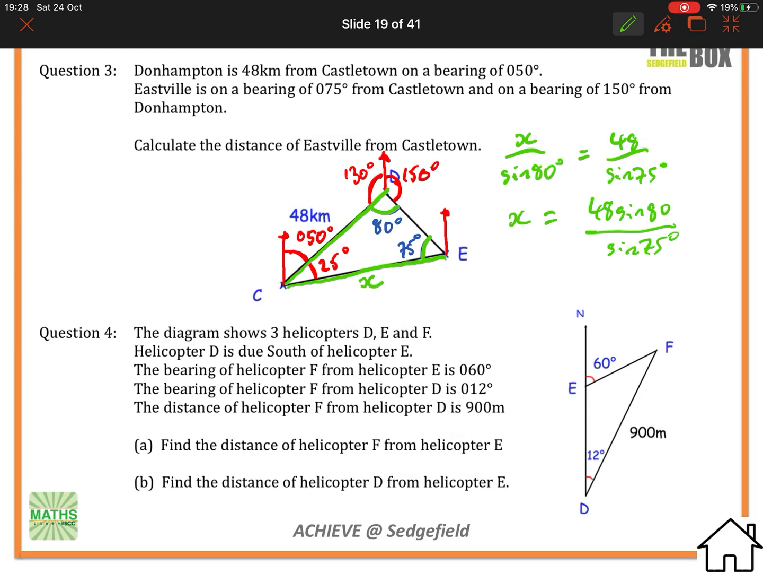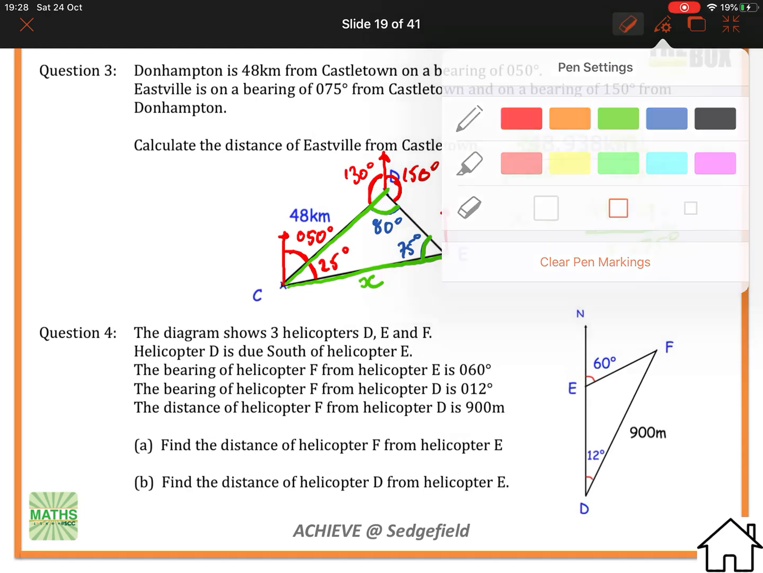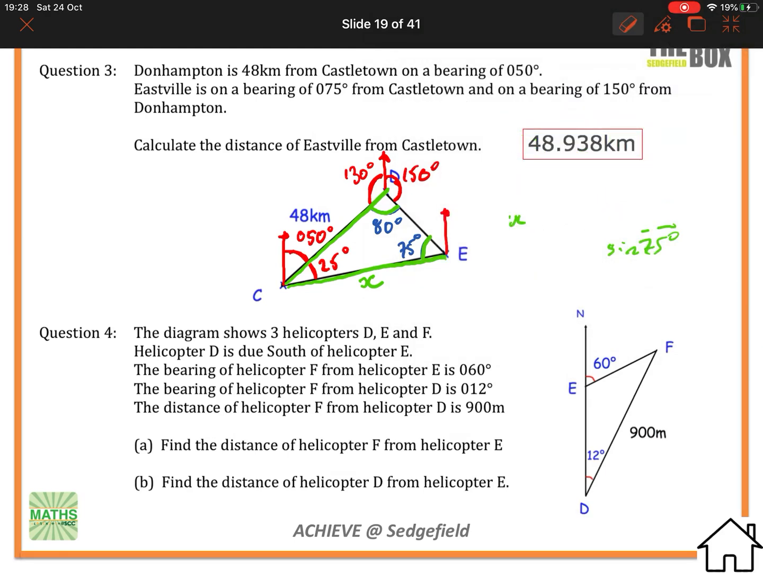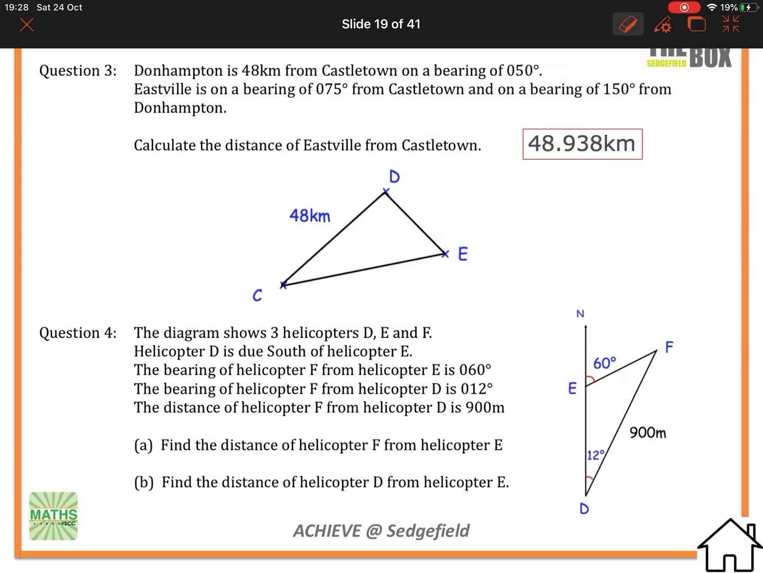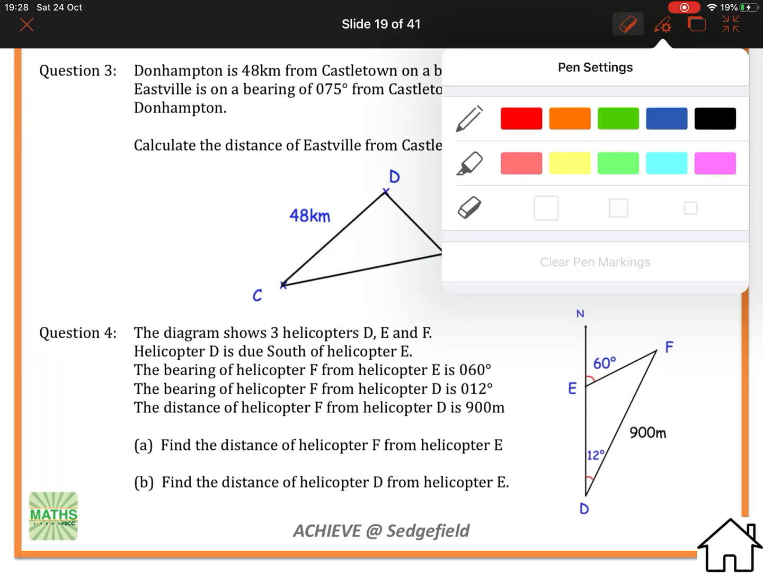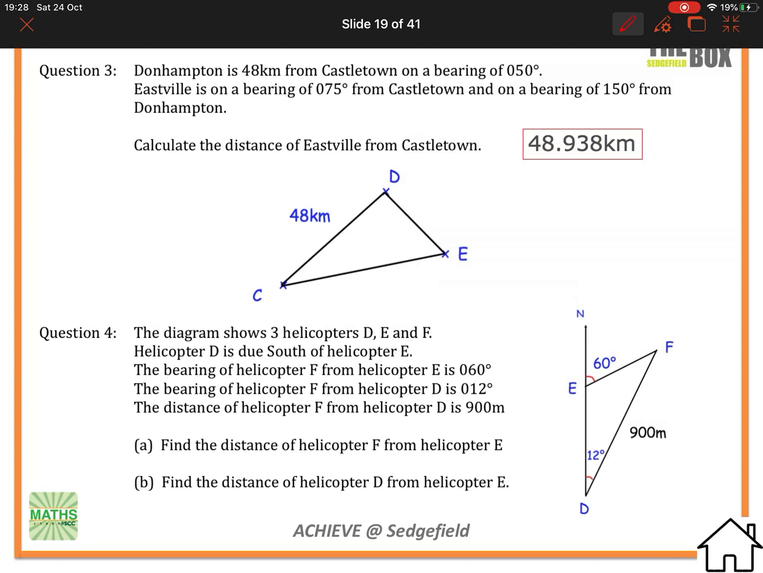Okay, and so put that into your calculator. There's the answer. Let me just delete the working. There's the answer to 3 decimal places. Okay, hope that makes sense. Let's just get rid of that. Okay, and now we've got, right, so question 4.